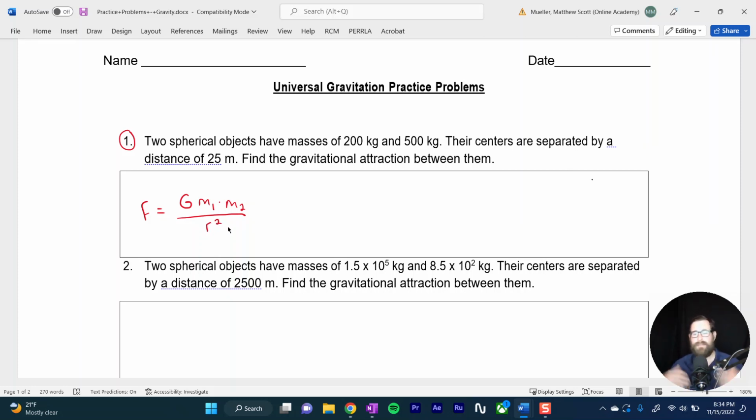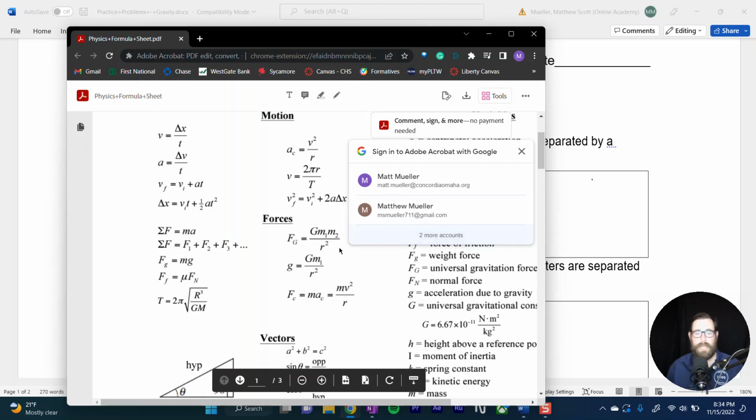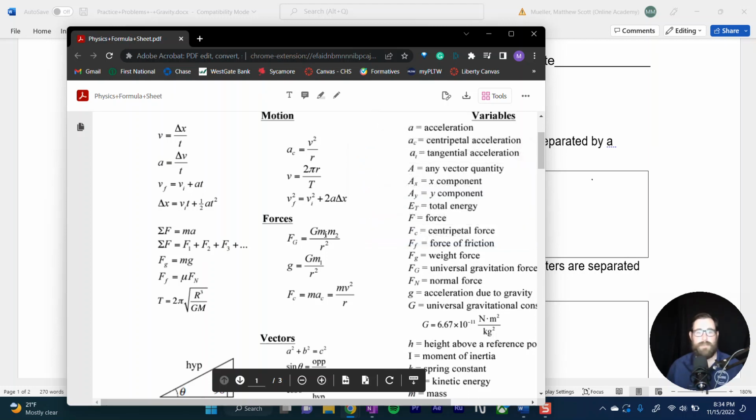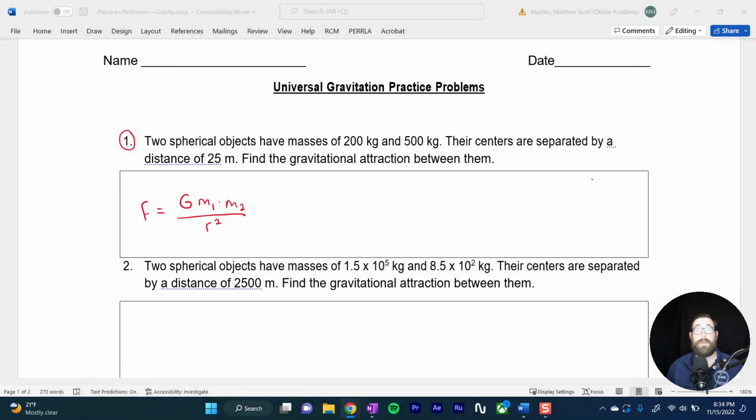And if you're thinking, hey, Mr. Mueller, where did you get that equation from? Well, I got that equation right from the lesson and right from the formula sheet. In fact, if you go onto your Canvas and look for the formula sheet, you can find it right there. There's our formula sheet. So that's the one we're going to be using.